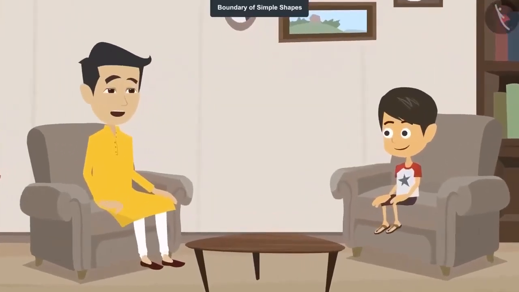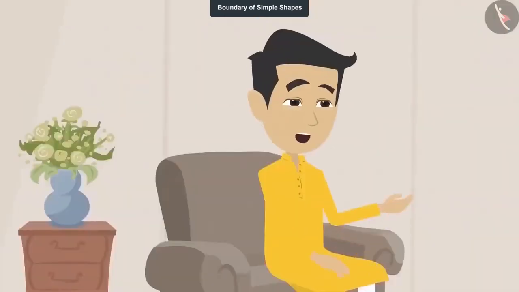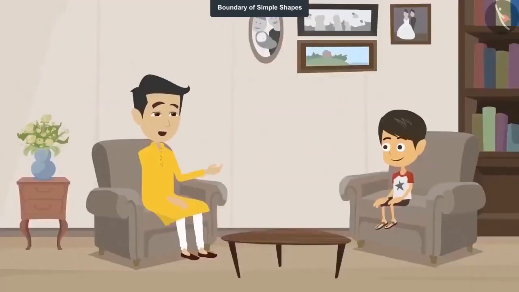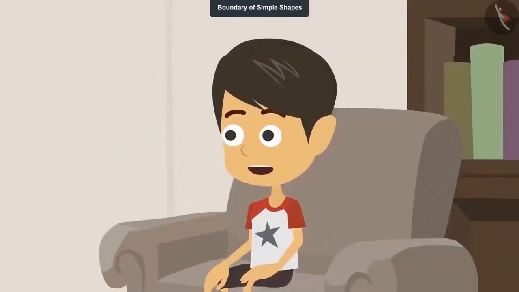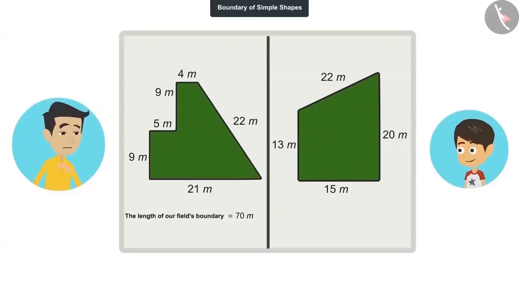Rayansh, today I am going to get wire to put around the boundary of the field. Your uncle also wants to put a wire around his farm's boundary. We measured the boundary of our farm yesterday. Now you can measure the boundary of uncle's farm as well. Then we can bring wires for both the farms together. Okay, tell me the shape of their fields and the measurements of all the sides of the farm. Here it is. I have already made it on the same paper on which we measured our field yesterday.